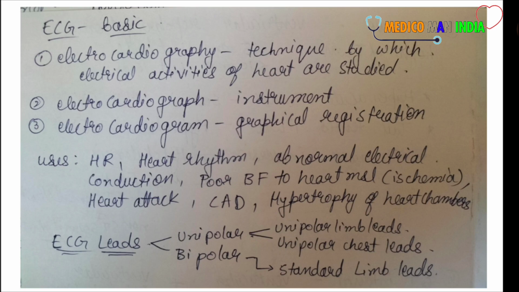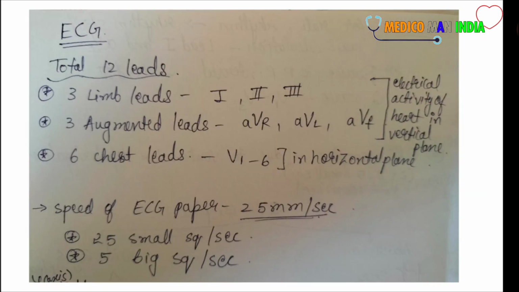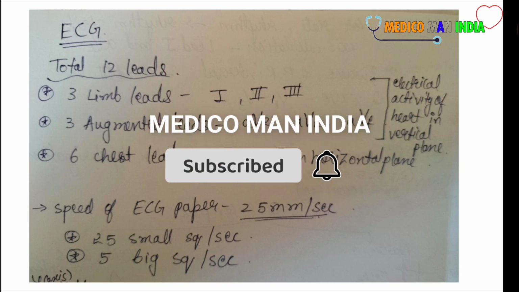What are leads? When we use more than 2 electrodes, they become ECG leads. There are totally 12 ECG leads: bipolar and unipolar. Bipolar is the standard limb leads. Unipolar leads are unipolar limb leads and unipolar chest leads. So there are a total of 12 leads. The 3 limb leads are L1, L2 and L3, and the 3 augmented limb leads are AVR, AVL and AVF. Next are the 6 chest leads, V1, V2, V3, V4, V5 and V6. The limb leads and augmented leads determine the electrical activity of the heart in the vertical plane, and the 6 chest leads determine the electrical activity of the heart in the horizontal plane.